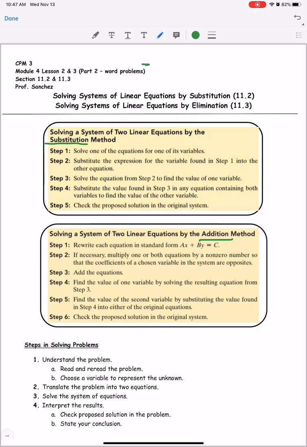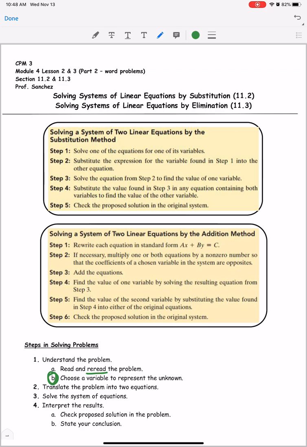Because we're going to be using this in word problems, here are some helpful steps for solving word problems. First, understand the problem. If that means you have to read and reread the problem, do so. You can't solve the problem unless you know what it's telling you and what it's asking for. This one is a very big one: you need to choose a variable to represent the unknown. That makes it easier later on in this process.